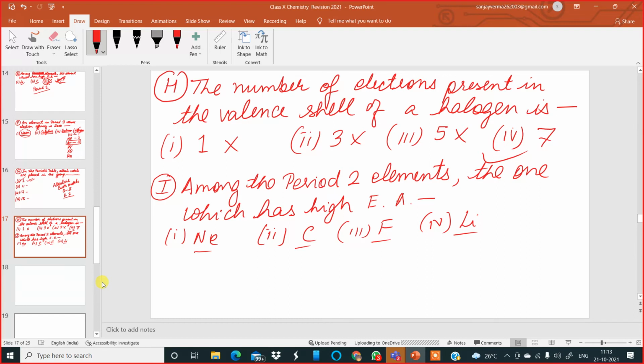Do they belong to period 2? Yes, sir. Okay. Now among these which has the highest electron affinity? Which one? Fluorine. It is fluorine. Correct. Fluorine has option 3, no? Option 3. Fluorine has the highest electron affinity. Okay. Now let us move to next.